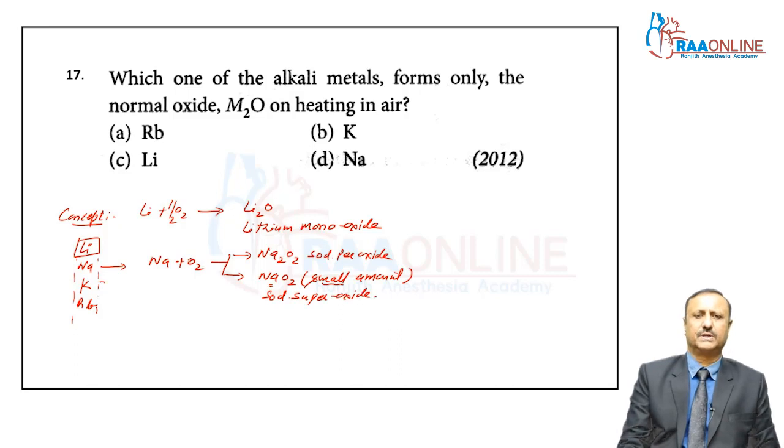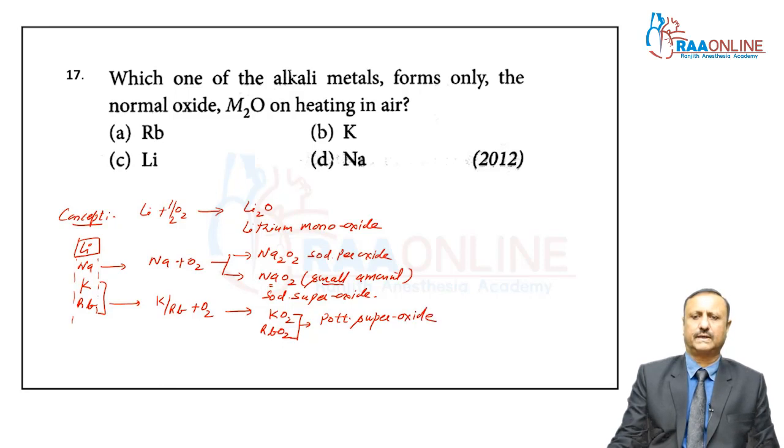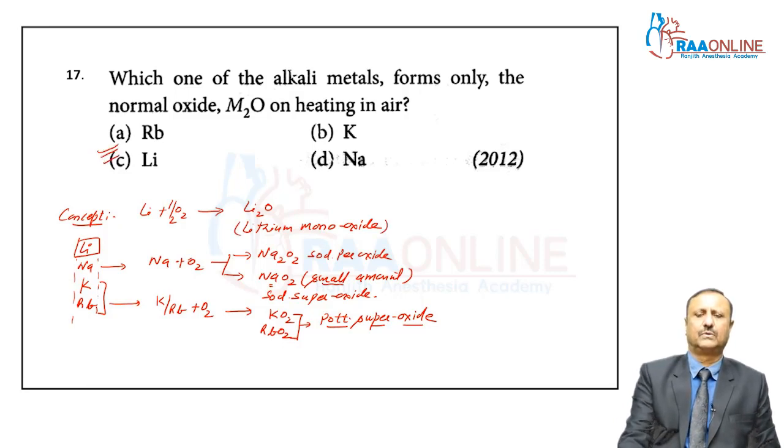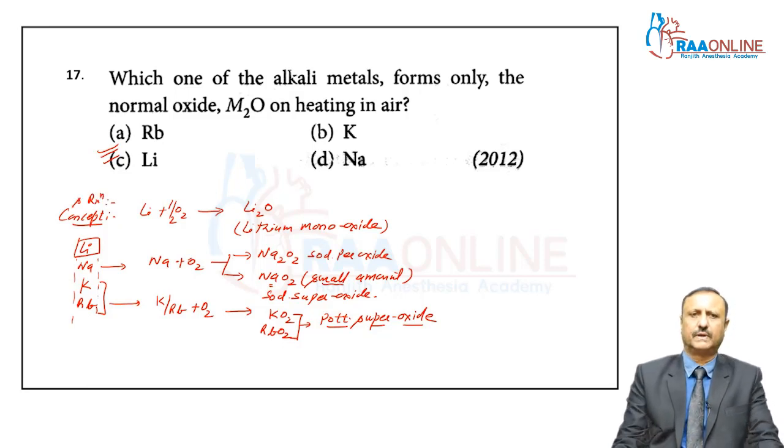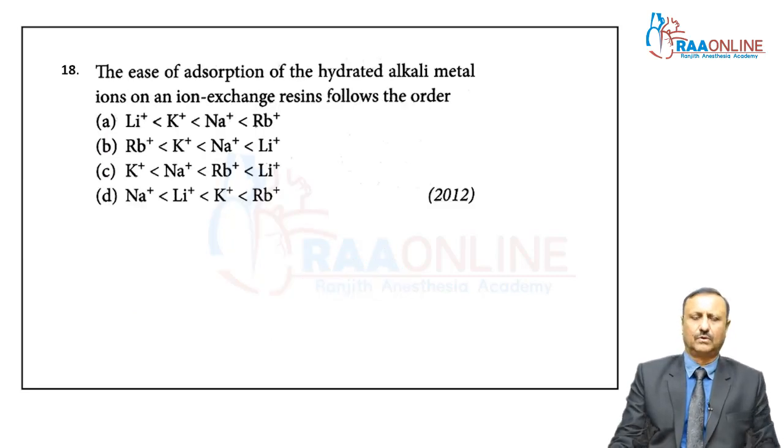And the other ones, potassium and rubidium, my dear students, when they react with oxygen, form KO2 as well as RbO2. So they are called potassium superoxide or rubidium superoxide. So, my dear students, you can see here only lithium forms Li2O, or lithium monoxide, and these are the reactions. Question number 17, answer is C. Now, we can go to question number 18.